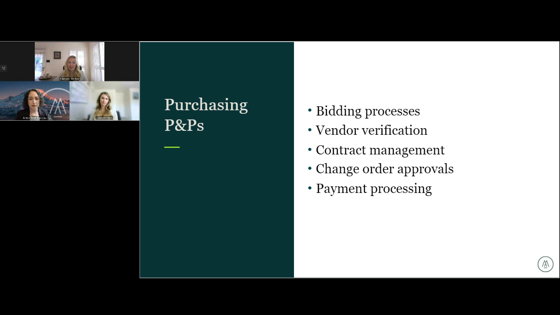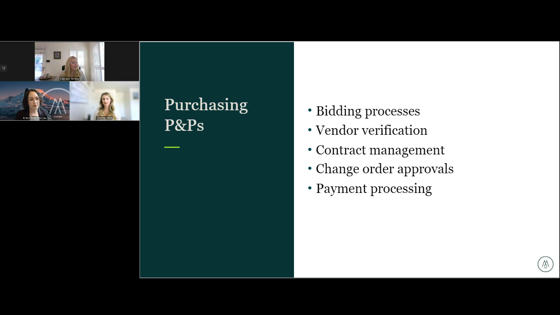Vendor verification, I think we've hit this one on the head multiple times, but what are the steps to make sure that a vendor is, one, someone that you can use, and two, that we have the correct information, and that there's not going to be a fraudulent line that goes around this.